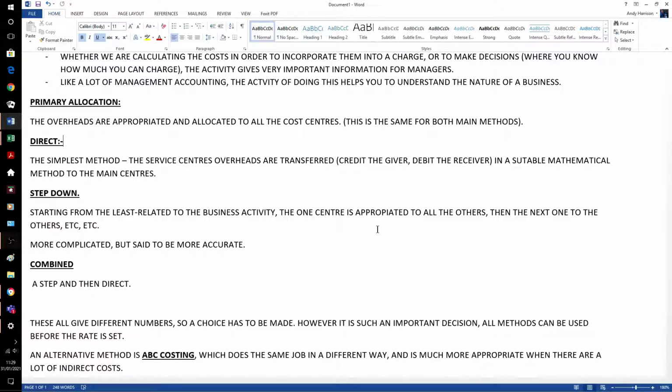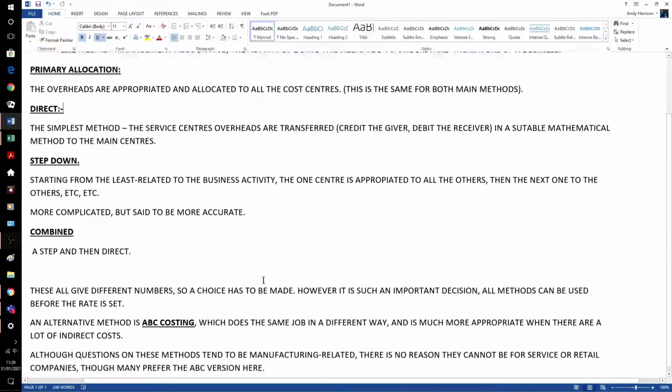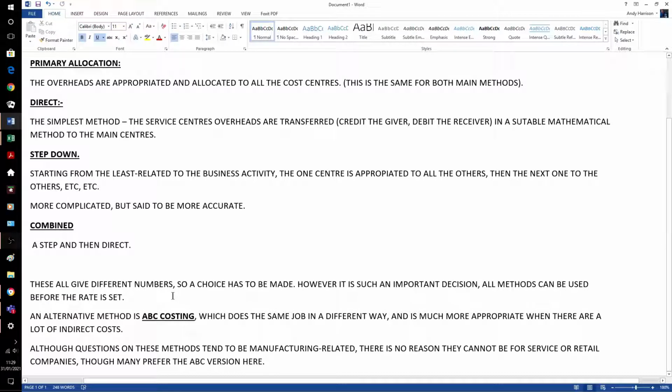Having said that, it's important work, so the whole video is only going to take 40-45 minutes, so is it worth it for business? Probably. The information is more useful than the time taken. So combined is a step and then direct, so this has come up recently as an exam. And of course this can be for the spreadsheets unit, I'm doing it on the spreadsheets, as well as for the costing. So they all give slightly different numbers, different overhead absorption rates, so we take a choice, or we might just have a range, and obviously the time taken, we can do all the methods and then compare them and decide what rate to set.